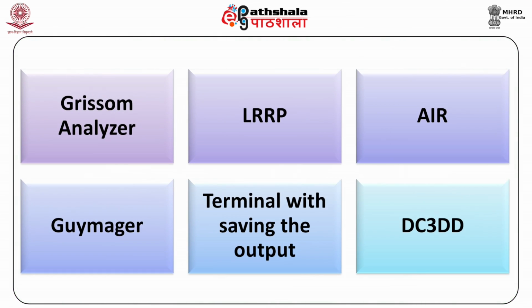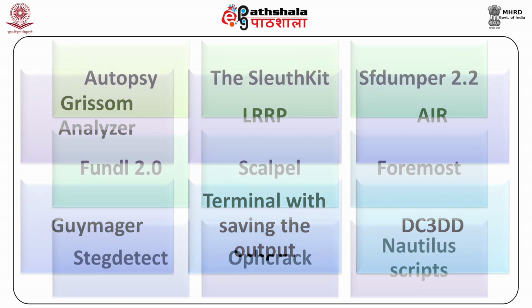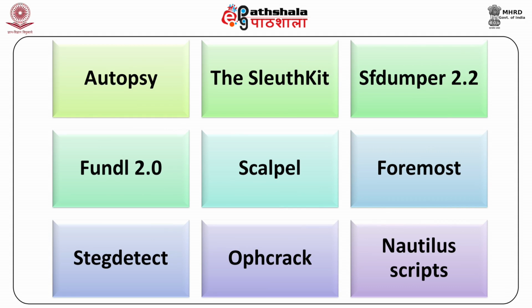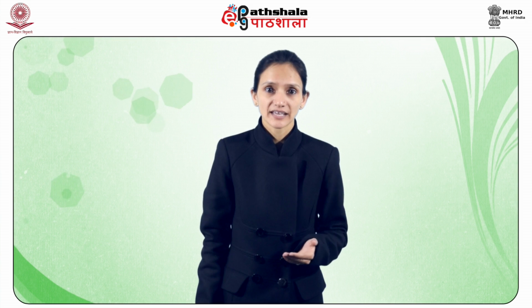For image acquisition, CAINE provides Guymager, Analyzer, LRRP, AIR, Imager and a terminal with saving the output, dc3dd. For analysis purposes: Autopsy, The Sleuth Kit, SFDumper 2.2, Foundstone 2.0, Scalpel, Foremost, StegDetect, Ophcrack, Nautilus scripts, etc. It looks like a comprehensive environment.